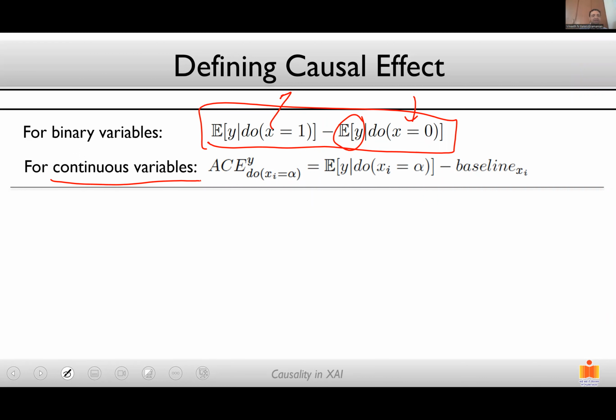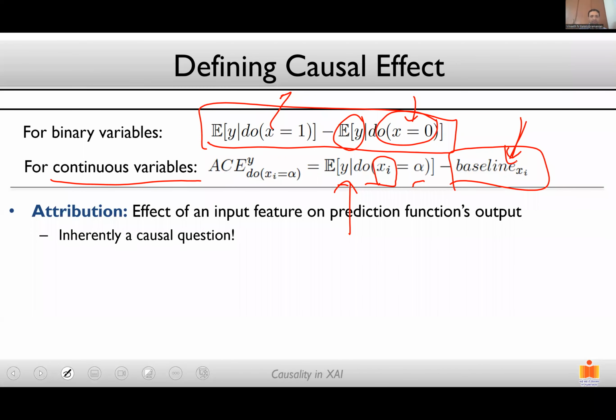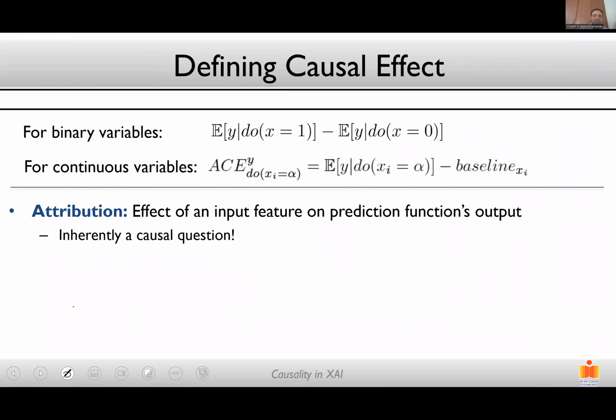If you had continuous variables, that becomes a little tricky because you don't know what the baseline value of X could be. So we define it as the expectation of Y given that you intervene and set a particular dimension of X to alpha, minus some baseline value of that dimension. If Xi was blood pressure, your baseline Xi could be 120 by 80. You want to see what the different outcomes are when the blood pressure was 120 by 80, and the first term would be the different outcomes of different patients when the blood pressure was a certain value, maybe 200 by 100 or something like that. A baseline may not be well defined for all variables. For blood pressure, we know the standard values, but for many other variables, there may be no standard values per se, even in other domains. Then we simply take the expectation over the first term and call that the baseline itself.